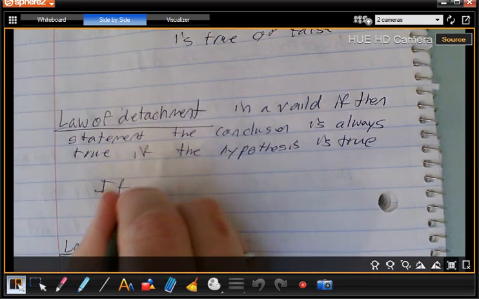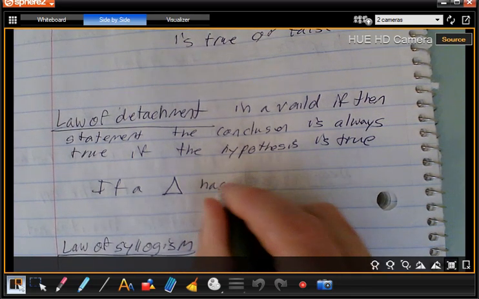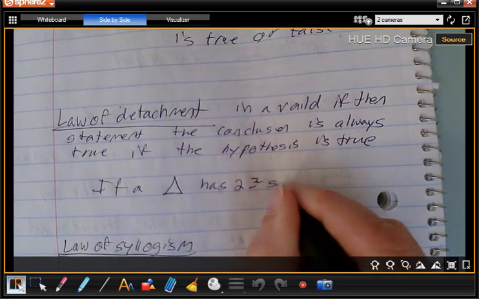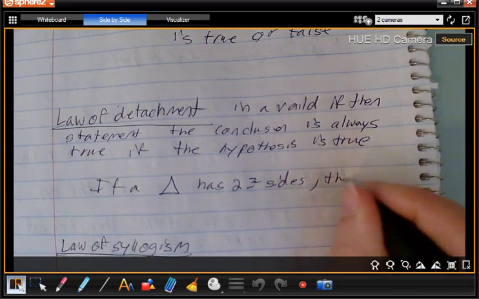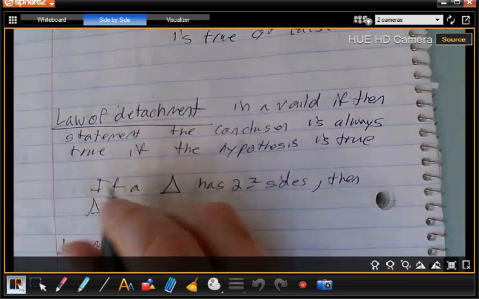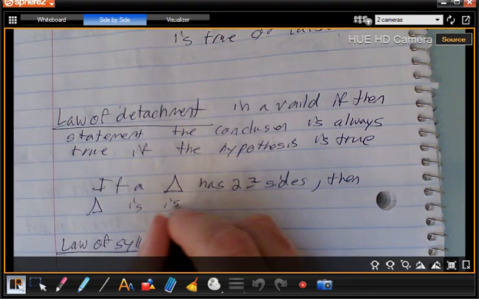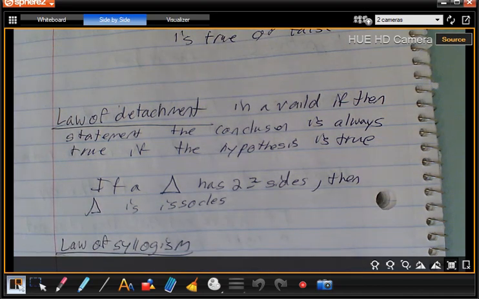So if a triangle has two congruent sides, that line means congruent, then the triangle, and I'm obviously drawing a triangle instead of writing it, is isosceles. Okay? Can't conclude that it's isosceles without two sides being congruent. If this happens, then this is automatic.